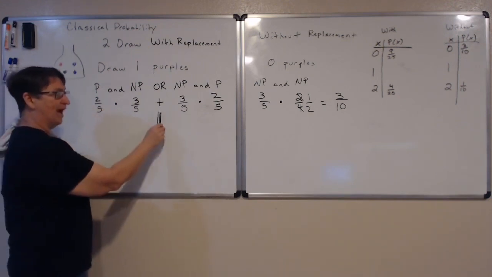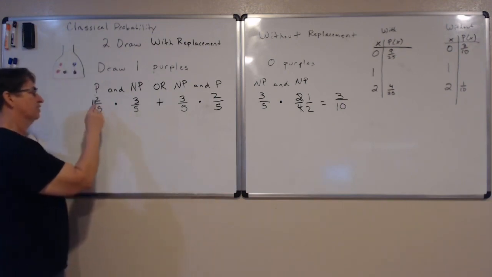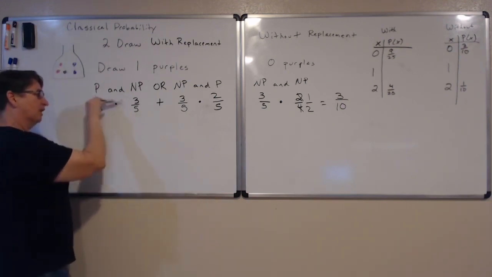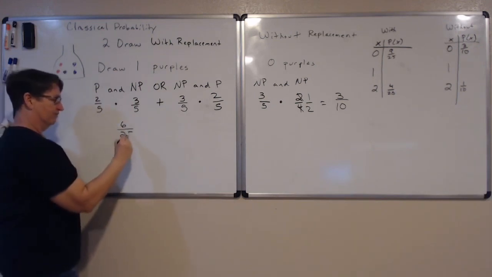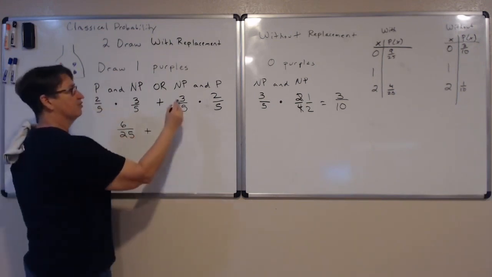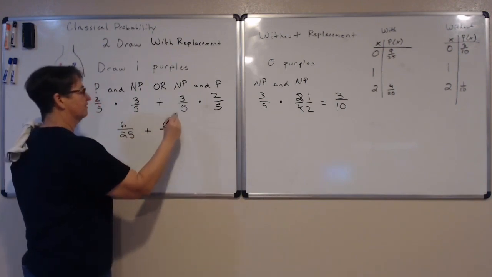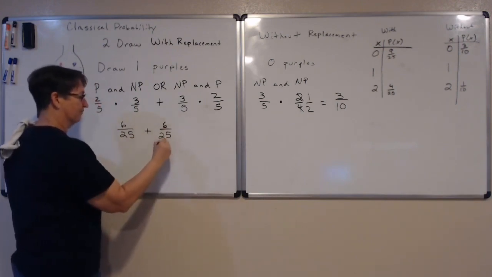So anytime I'm adding, I'm going to wait to simplify till the end. So I've got on top, I'm going to multiply these. 2 times 3 is 6, 5 times 5 is 25, plus 3 times 2 is 6, 5 times 5 is 25.